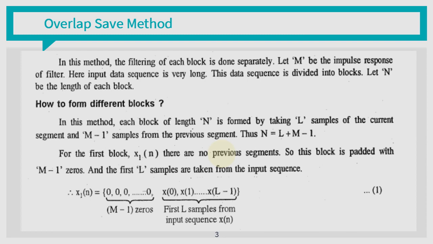For the first block x1 of n, there is no previous segment, since it is the first block. So this block is padded with M minus 1 zeros, and the first L samples are taken from the input sequence. When the input sequence is given, the first block should be padded with M minus 1 zeros, and then the L samples are taken from the input sequence. In this way you will get the first block of the data.